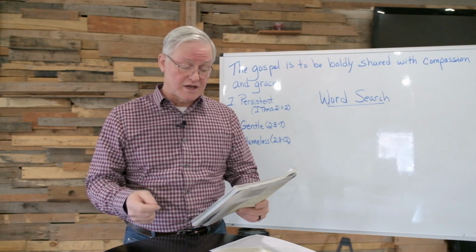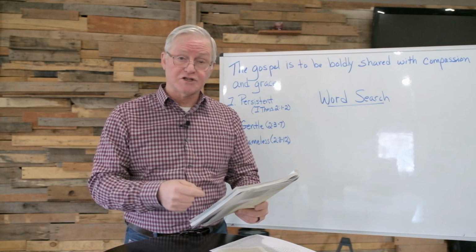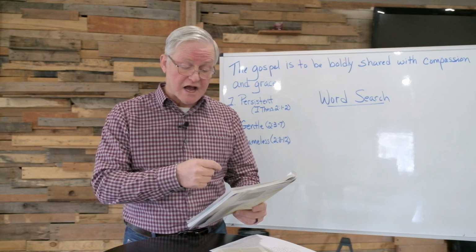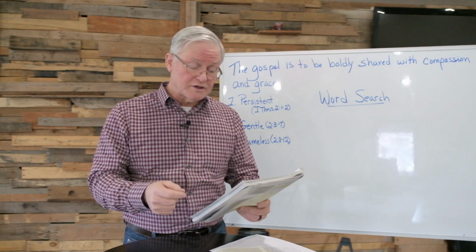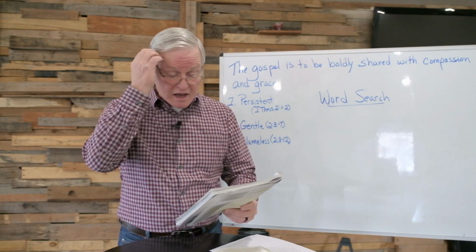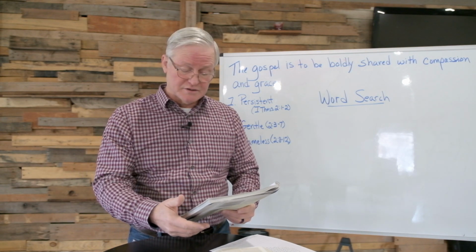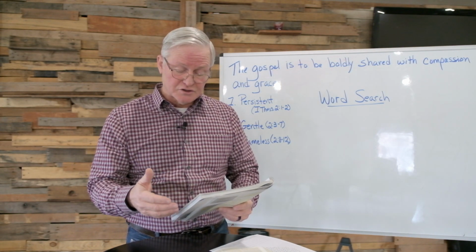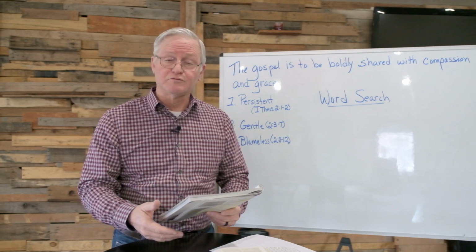He goes on to say in verse 2, on the contrary, after we had previously suffered and were treated outrageously in Philippi, as you know, we were emboldened by our God to speak the gospel of God to you in spite of great opposition. So he speaks about openness, but he also speaks about his suffering. He was prepared to suffer for the gospel.